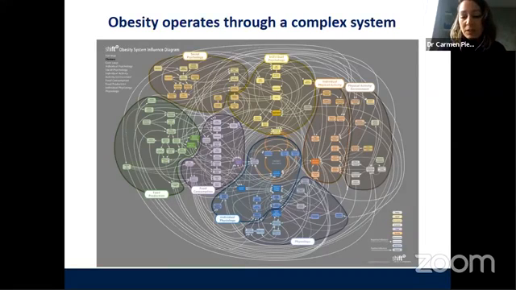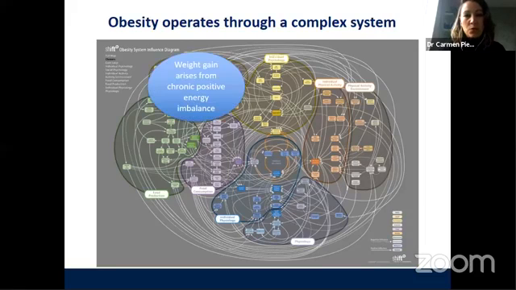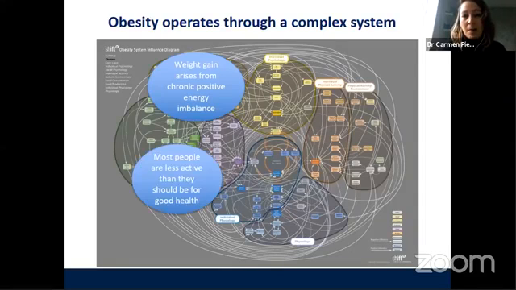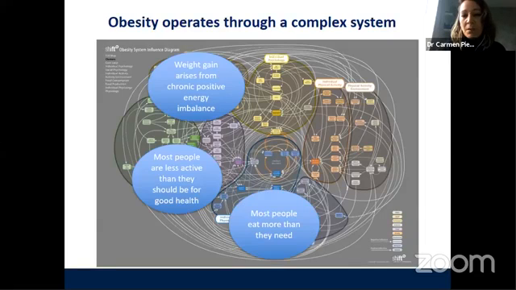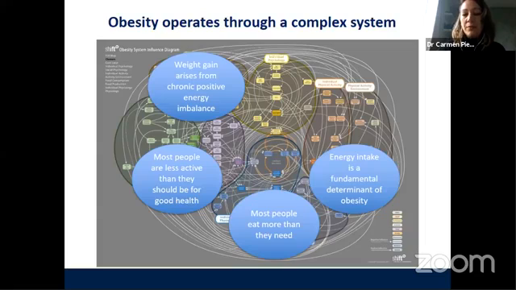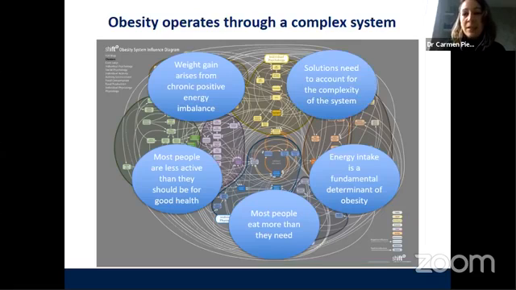But without trying to oversimplify, I would like to point out a few important things that we know for sure. And that is that weight gain arises from chronic positive energy imbalance. Most people are less active than what they should be for good health, and most people eat more than they need. So energy intake is truly a fundamental determinant of obesity, but it's not the only thing. And there are many things that determine energy intake. Therefore, solutions need to account for the complexity of this system.